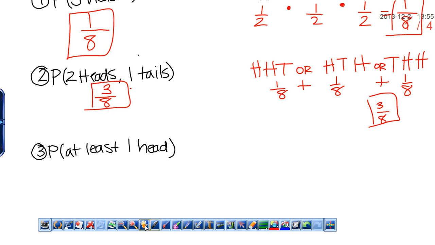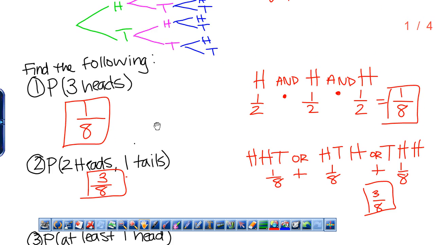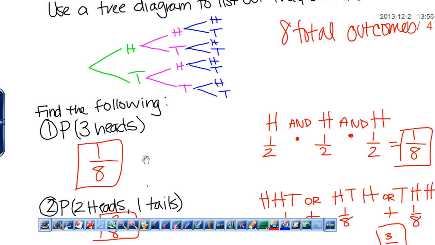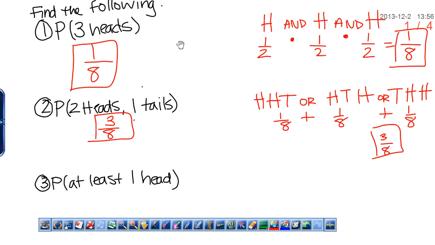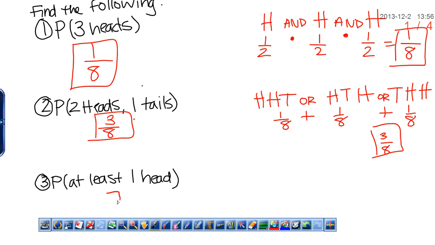Okay, so look at your tree diagram. How many paths have at least 1 head? Yeah, 7. There's 1, 2, 3, 4. Everything up here, right? Because we have this head. And then 5, 6, 7. Y'all see that? So that would be 7 out of 8.